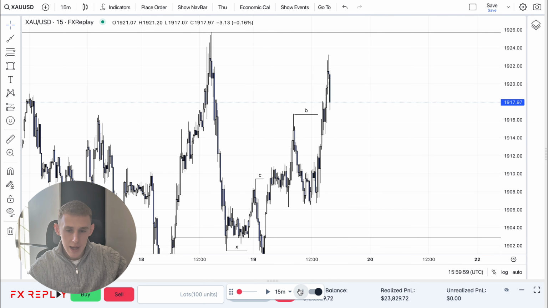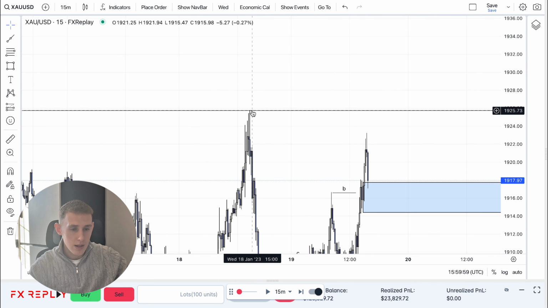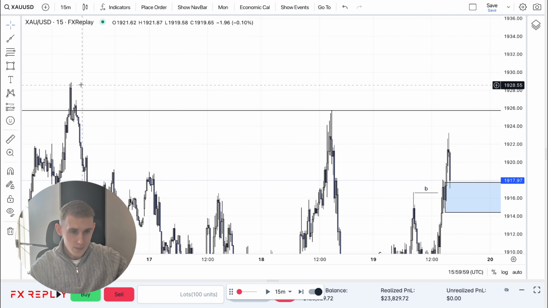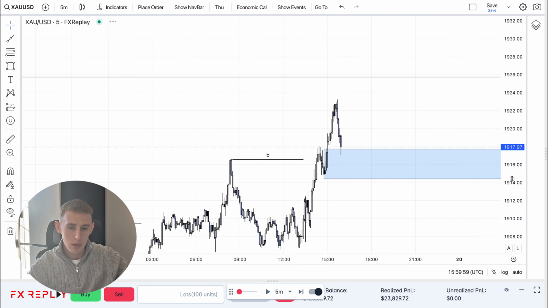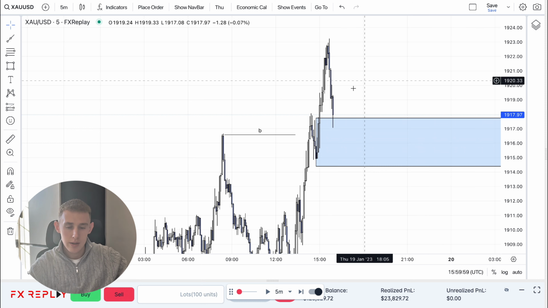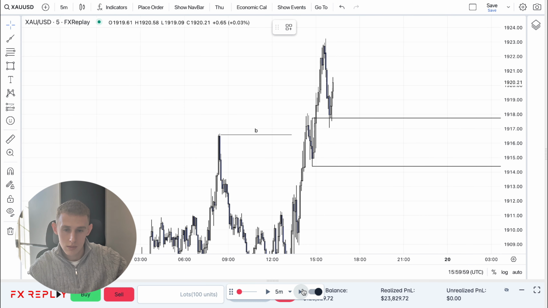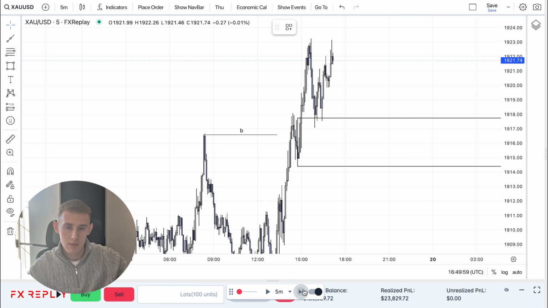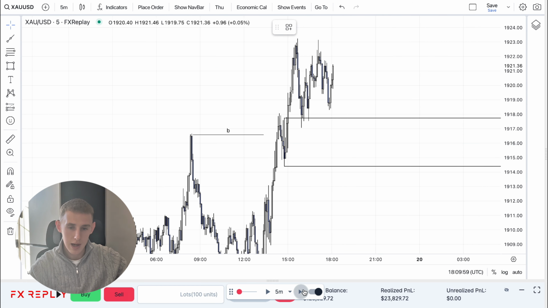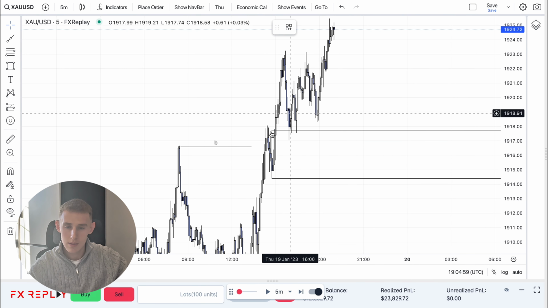Okay, still looking for buys. Maybe we have a look in this demand, targeting this high up here, and then this one to the left as well. Sweep of this zone would also be valid. See if we get a confirmation. Yeah, so not really. No 5-minute breaker structure there, so invalid.